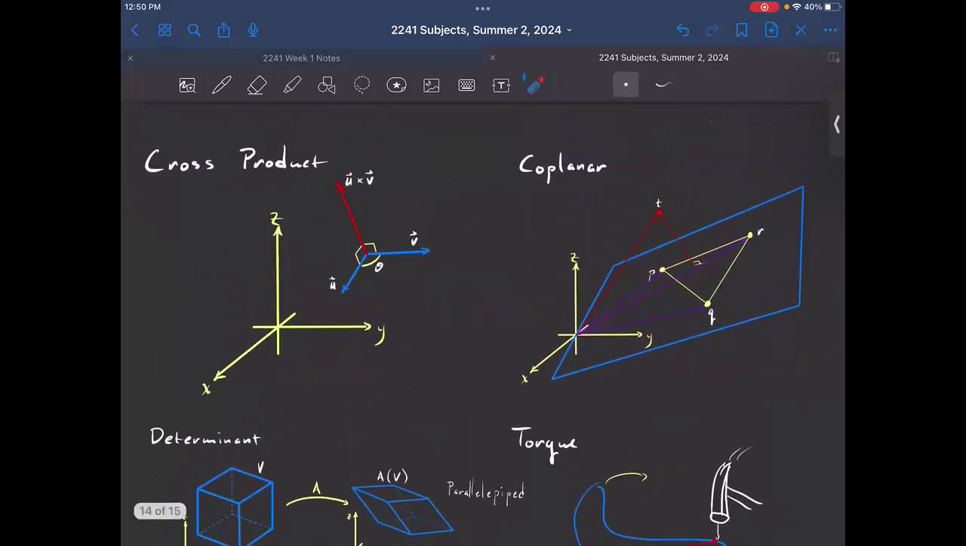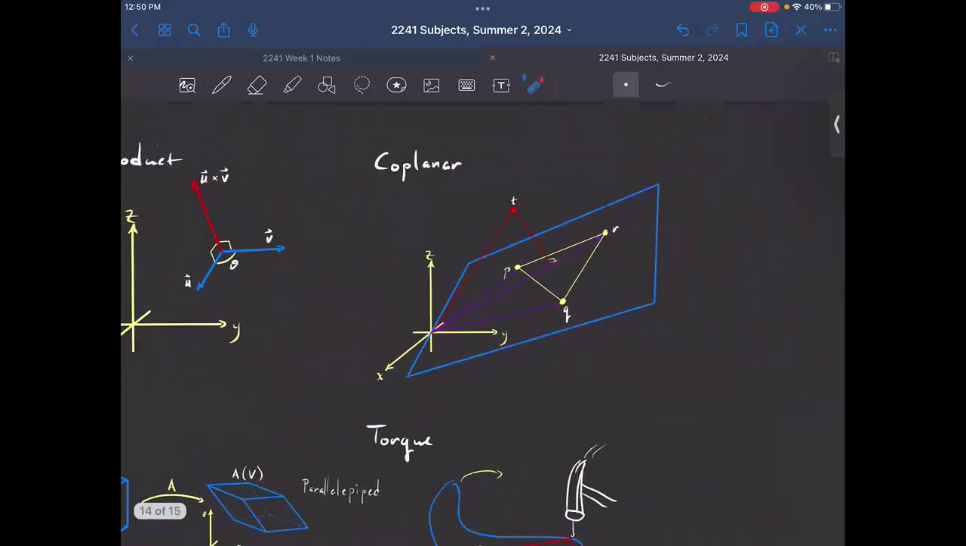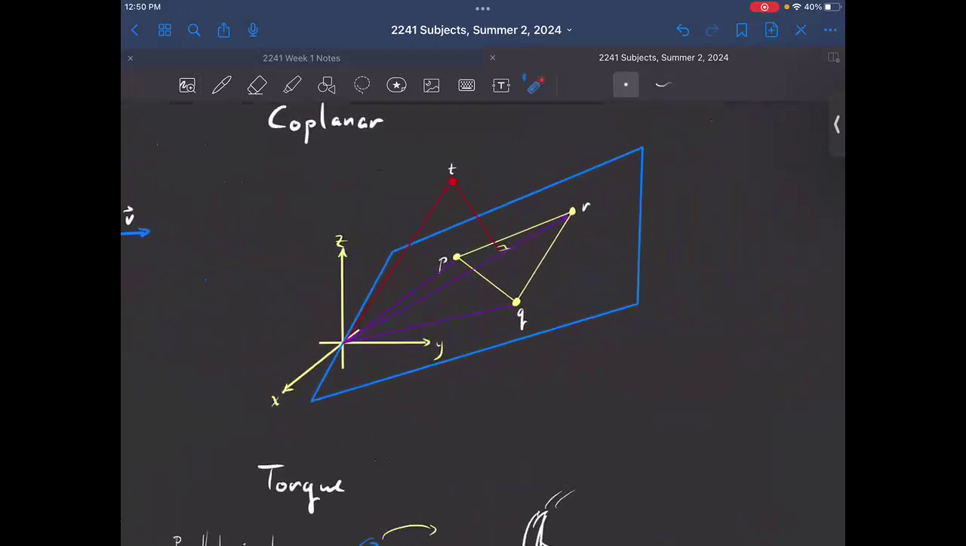I'll skip the scalar triple product and vector triple product for a second. We'll come up here to coplanar. Okay, so here I've drawn some points. We've got P, Q, and R in a 3D coordinate system, and then we've got T sticking out somehow. And then here, P, Q, and R form a triangle. We've got some vectors pointing to P, Q, and R. And I've drawn the plane so that it goes through the origin as well. And T is not contained in that plane.